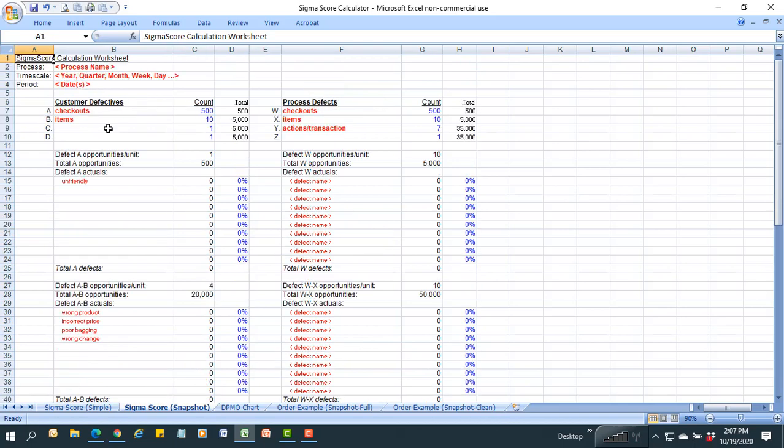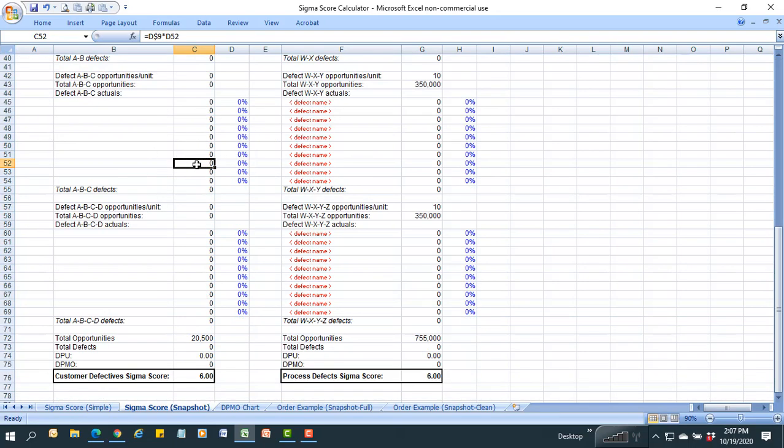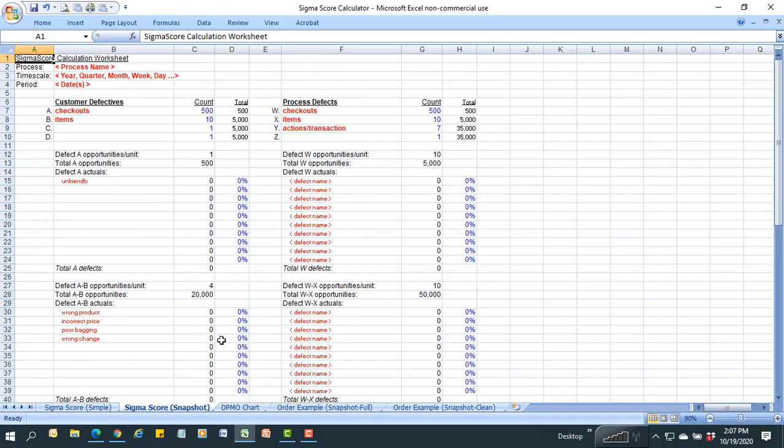So what I have now on the customer side is 5,000 units being processed, where there's one opportunity at just the 500 level and 4 opportunities at the item level. The lower levels tend to dominate. It's 20,000 opportunities a day to do something wrong at item level, but only 500 at the higher level. So there's 20,500 opportunities to do something wrong every day. That's where the hierarchy helps, because not all defects and problems occur at the same level.